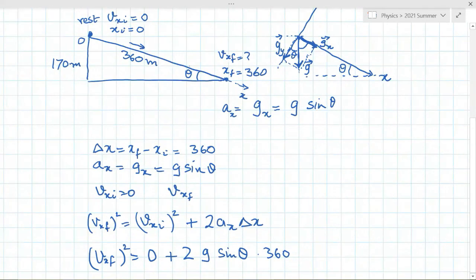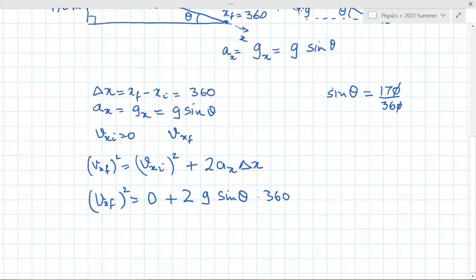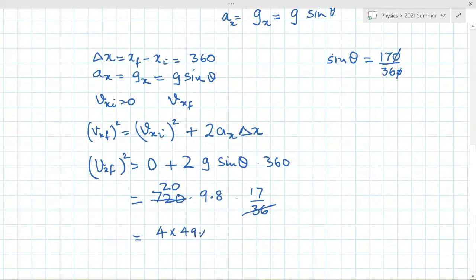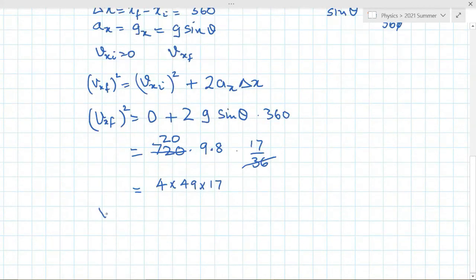So what is sine theta here? 170 over 360, the opposite over hypotenuse, which is, you can cancel this. So this becomes 4 times 49 times 70. So Vx final is the square root of that, which is 14 root 17, right?